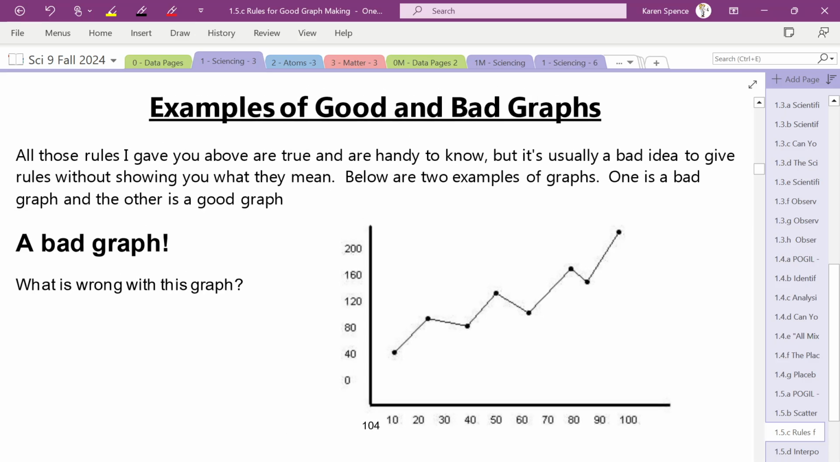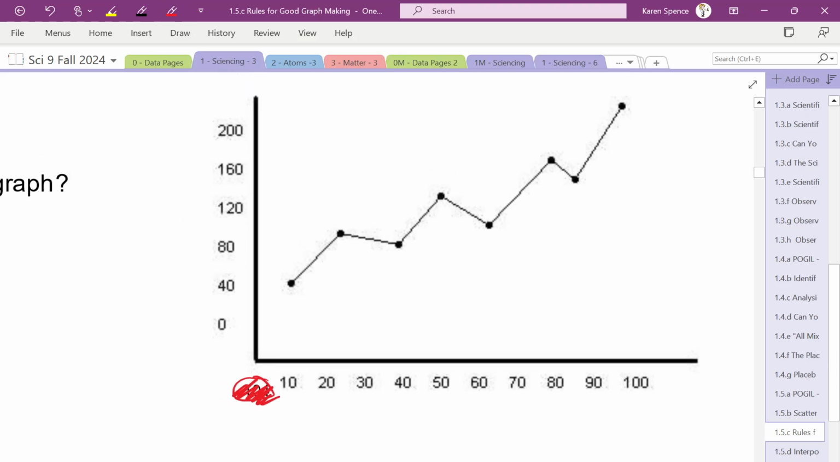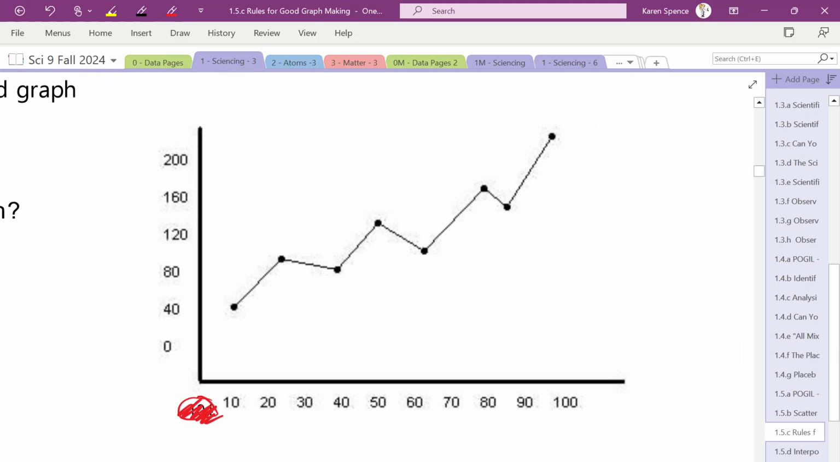Here's a bad graph. I would like you to look at it. You can ignore this number 104 here because that's just the page number, okay? Look at this graph and tell me anything that you can find that is wrong with this graph. What is wrong? Chat with your partner about that. What is wrong with this graph? I'll call on you when we get to it, okay?